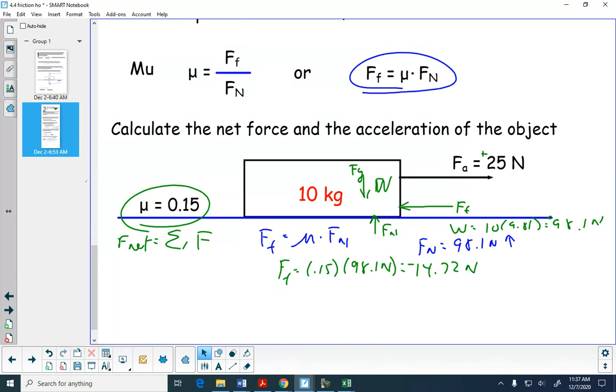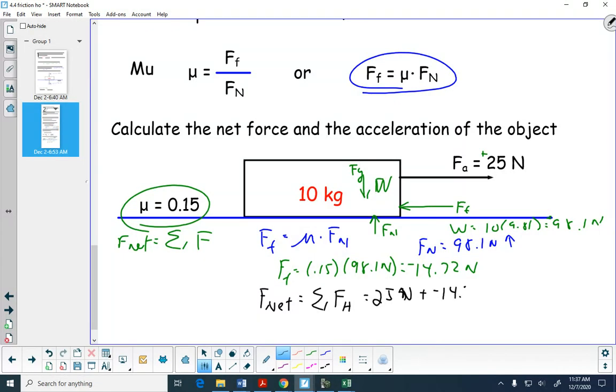So looking at our force net, is the sum of the forces, and this is just horizontal. So we have 25 newtons plus a negative 14.72 newtons. So Andrew, what is our net force going to be? We have 25 newtons going to the right. We have negative 14.72 newtons going to the left. Our net force would be what?